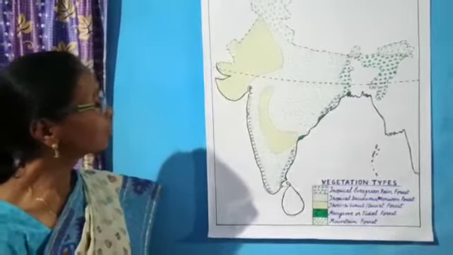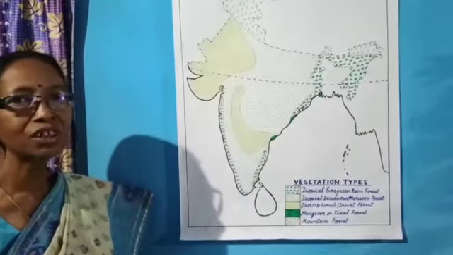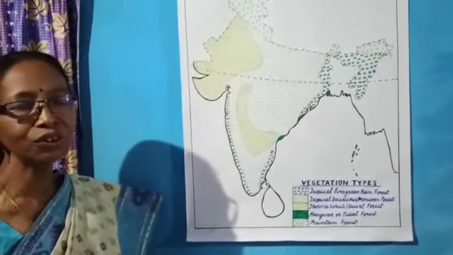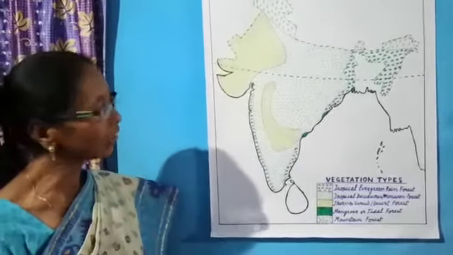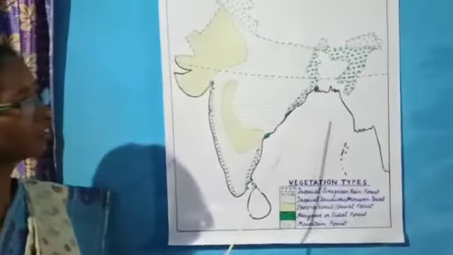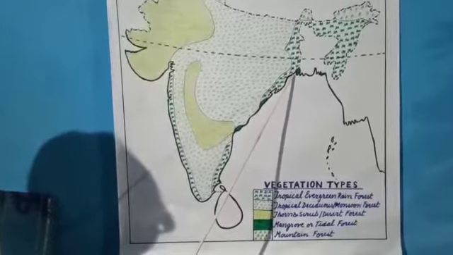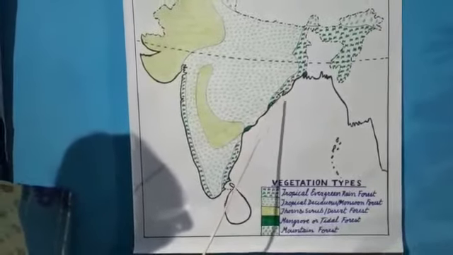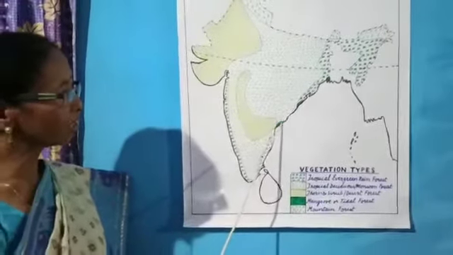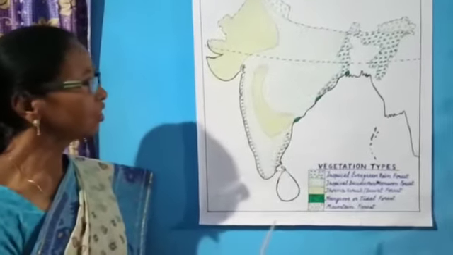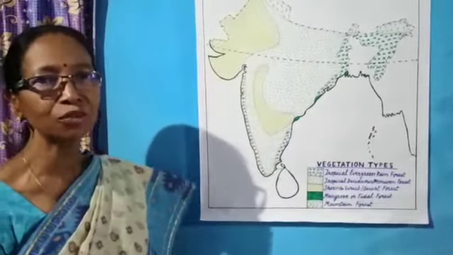Next is the mangrove or tidal forest. The mangrove is also known as littoral. Littoral means on shore. So this type of vegetation is found at the delta of river Ganga, which is the Hooghly river delta, the delta of river Mahanadi on the coastal area, and also the delta of rivers Krishna and Godavari. So in this region, mangrove forests are found.